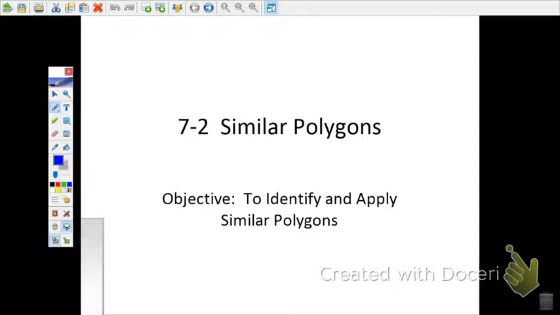Today we're going to be looking at section 2 of chapter 7, which deals with similar polygons. So in your interactive notebook, you have a similar polygons flip book that we will be working in. The objective today is to identify and apply similar polygons. So we're going to take what we learned in section 1, that idea of working with ratios and how to solve proportions, as we look at these similar polygons.